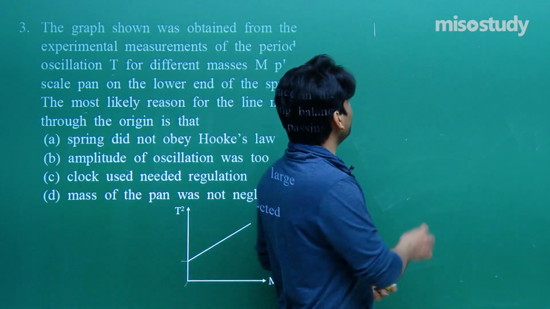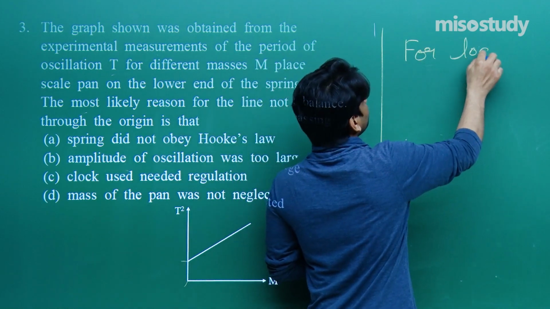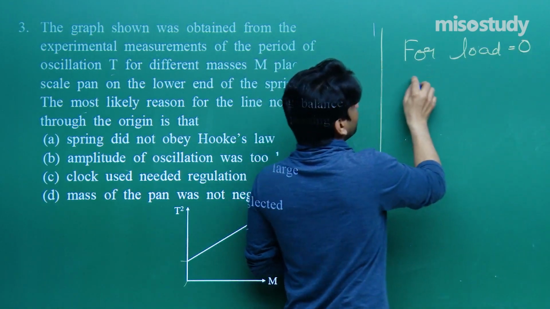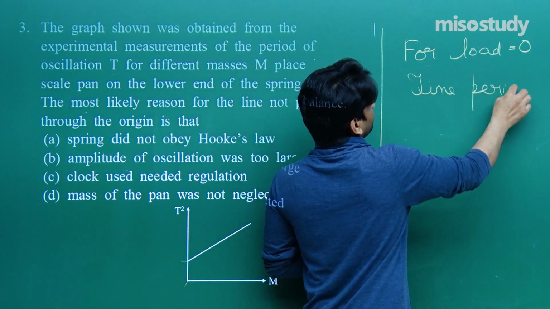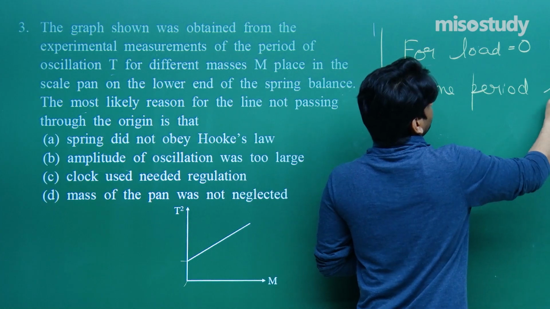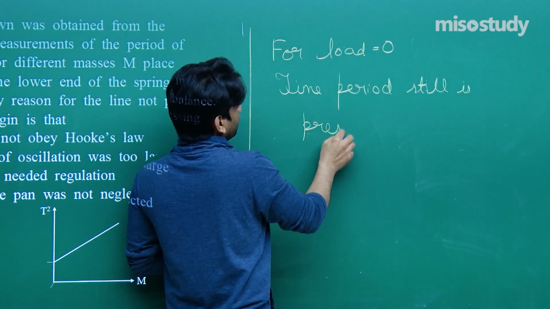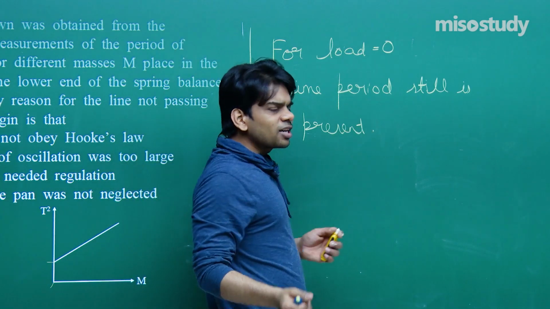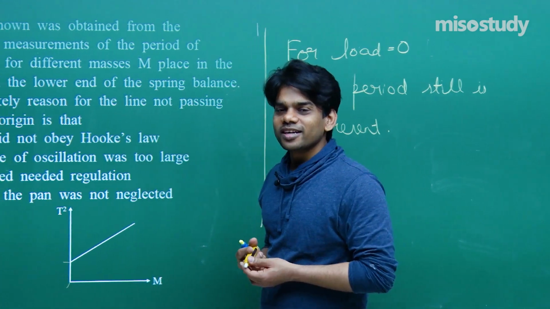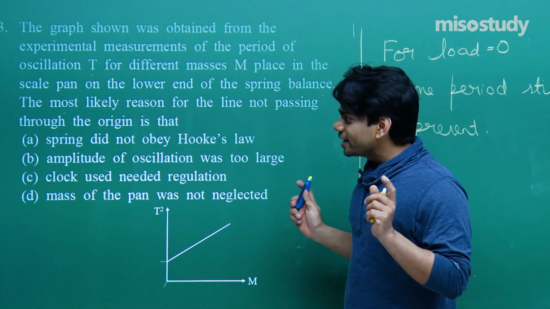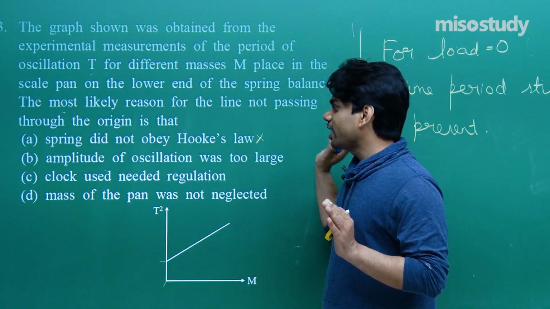So I am writing here the first information: for load equals to 0, time period is still present. When time period is present, that means still the spring is oscillating. So first of all, read this statement, spring did not obey Hooke's law. We cannot identify this one. So this option will be incorrect.